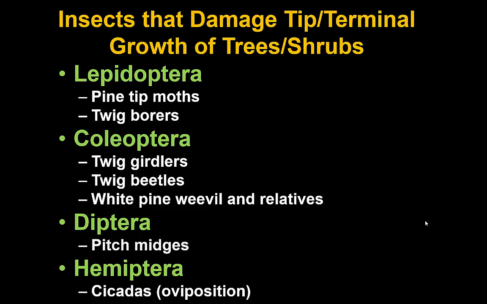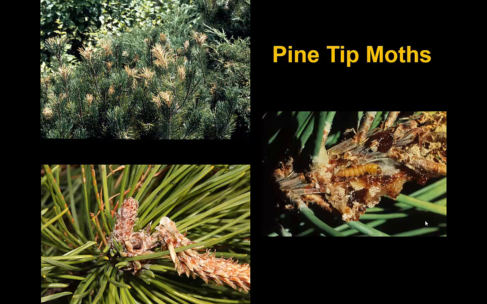Primarily, we see certain kinds of caterpillars, some kind of larvae of some kind of moth or some kind of beetle. There's one group of flies that develop in the terminal growth of pines. And then later, I want to talk about cicadas, which actually injure terminal growth, but do it in a very different way. They lay their eggs and splinter the bark of the twigs. We're talking about the insects that are feeding on terminal growth of pines.